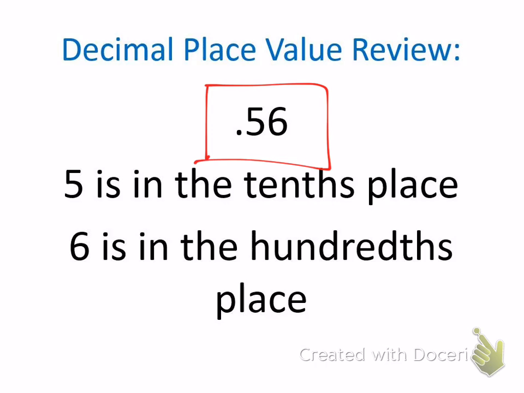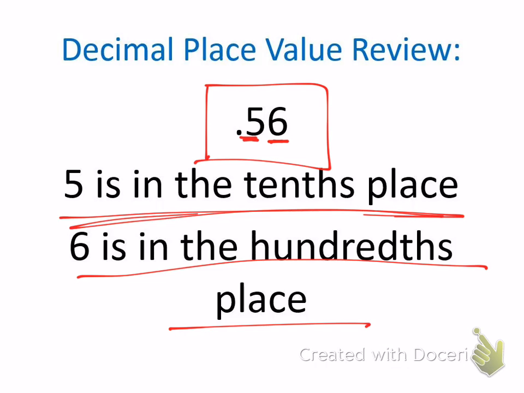Write down this decimal in your notes. I read this as 56 hundredths because my 6 is in the hundredths place and the 5 is in the tenths place. So in this number, I have 5 tenths and 6 hundredths. So I read it as 56 hundredths. This is going to help us as we move into our lesson for today.